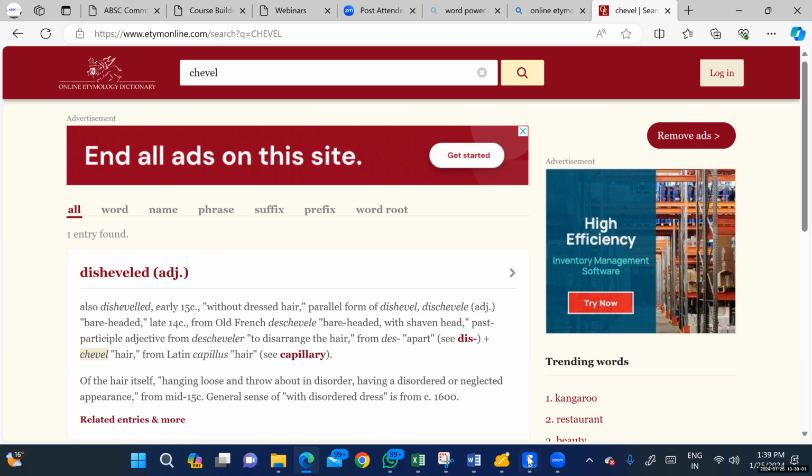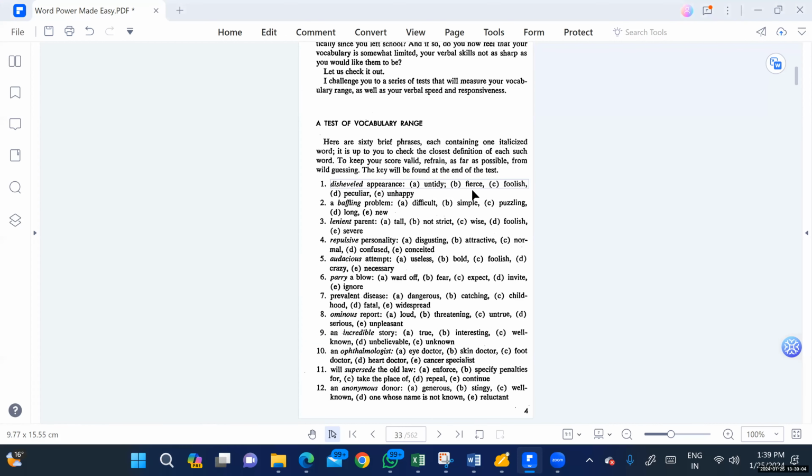That's why, what would be the right answer? Tripti, what would be the right answer out of this? Untidy. Okay, it says appearance. So, not combed appearance. I mean, your hair is not combed, you're looking untidy. Neil, is this clear? Yes, sir. So, what is the word for hair? Chevel. So that's why it's coming disheveled. Soni, is this clear? Yes, sir. Shriti, is this clear? Yes, sir. Okay. So it becomes very easy.